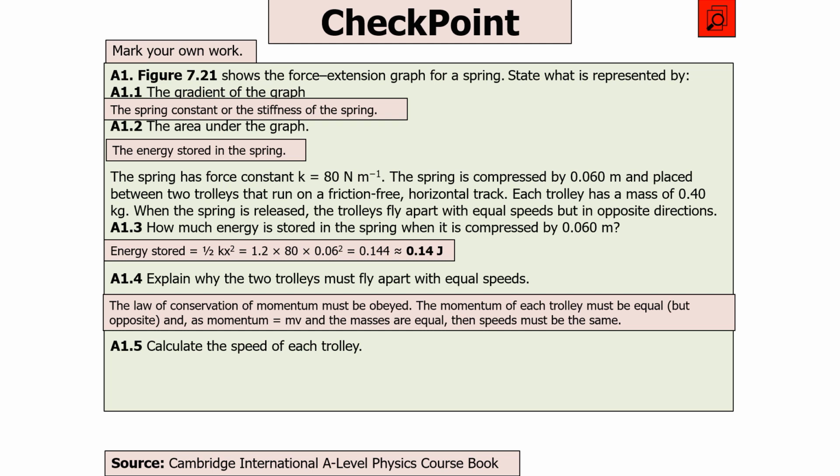Now the kinetic energy of the trolleys is going to be 2 times by half mv squared, because we've got two trolleys each with the same amount of kinetic energy. So in total it's going to be 0.144 joules, because the elastic potential energy is turned into the kinetic energy of both of the trolleys, but there's two of them. So v is going to work out to be 0.60 meters per second.